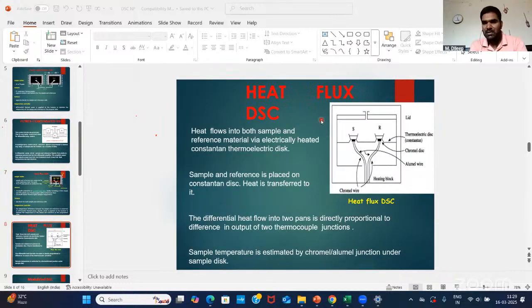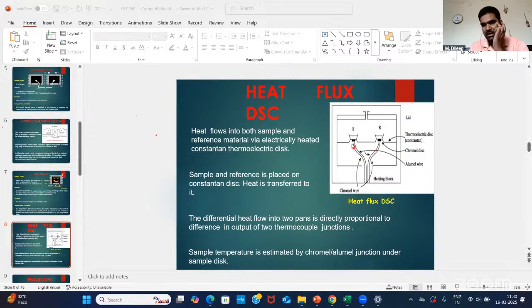Here, if you see, you can observe the sample and reference pans, which are connected to a thermocouple, that is chromel wire. These are connected to each other with a wire, and there is a constantan thermoelectric disc, a chromel disc, and an aluminum wire. Heat flows into both sample and reference materials via electrically heated constantan thermoelectric discs.